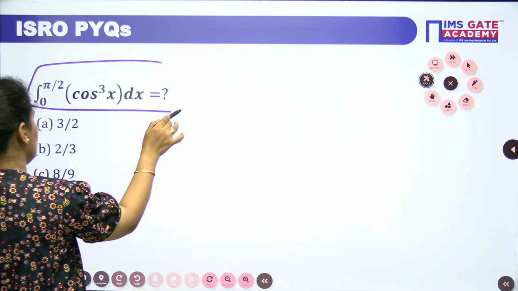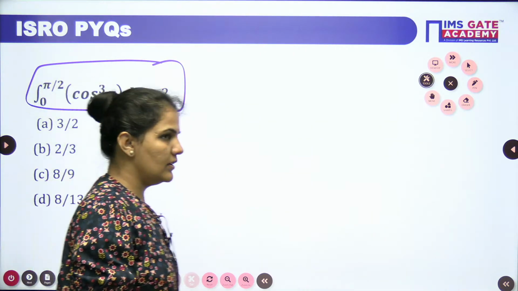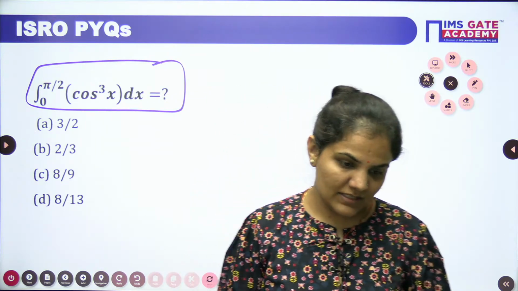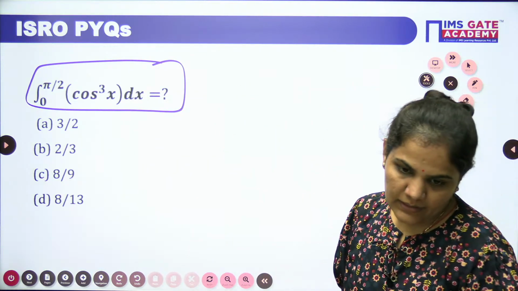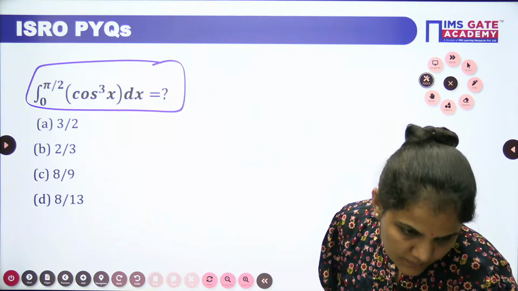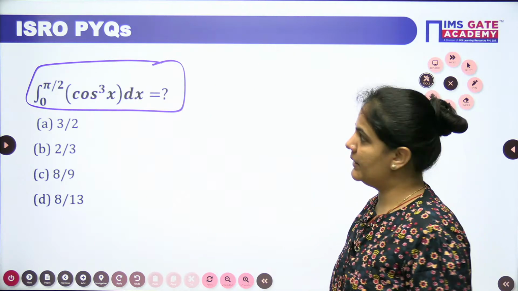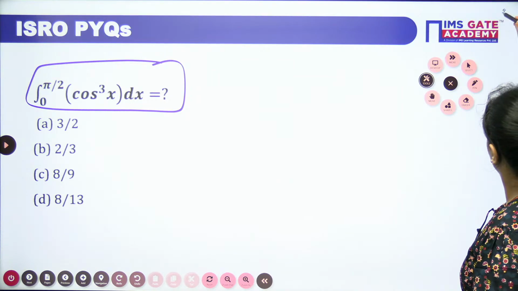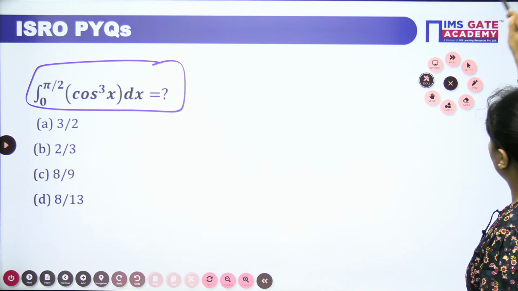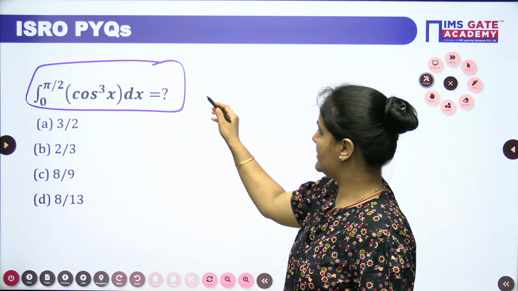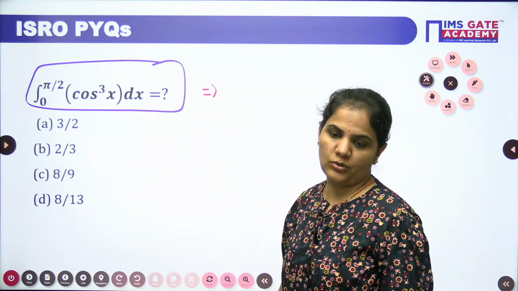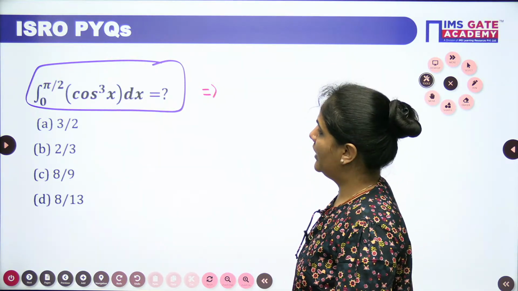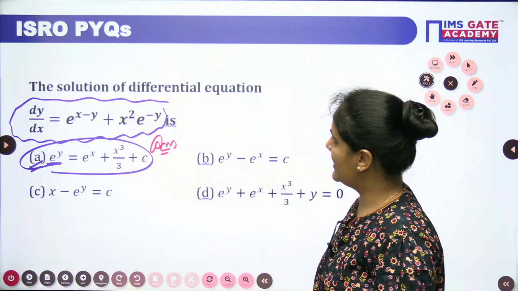This is the same pattern of question. Earlier we solved the same pattern of question. I hope you guys remember. So let's go for it. Here I am having 0 to pi by 2. I am approaching the question directly. Integral 0 to pi by 2 cos to the power 3x dx.